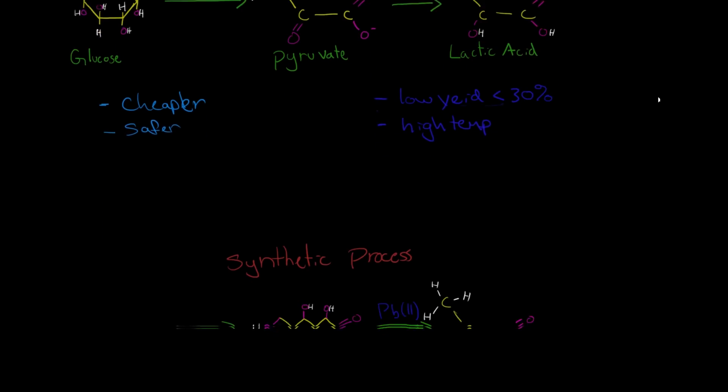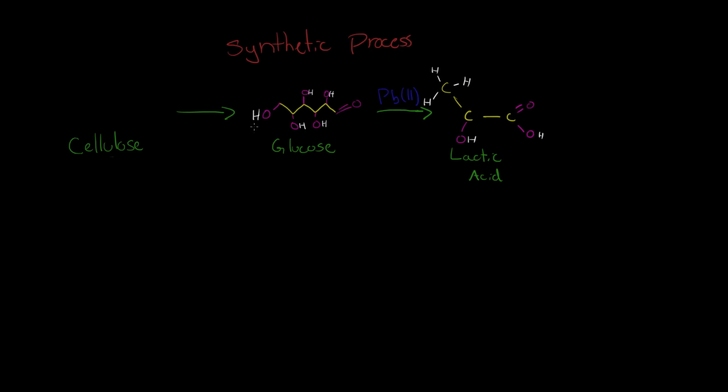So if we go down here and take a look at the synthetic process that we use, you can see that in this example, we're starting off with cellulose over here, and we're hydrolyzing that into glucose. So we're splitting the cellulose down to produce glucose molecules. The glucose is then catalyzed by the lead 2 up here, as I was talking about earlier, and what it does is break this down into lactic acid, as well as some other byproducts, but those aren't relevant here. So that's the synthetic method that we're going to be looking at.